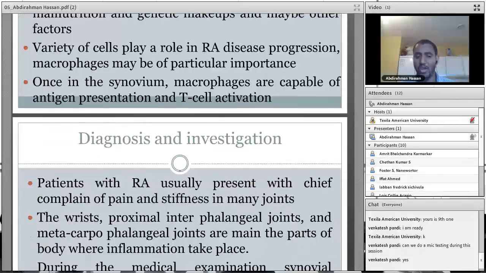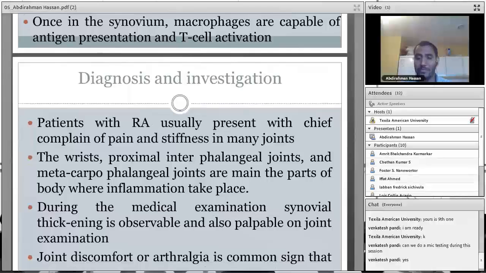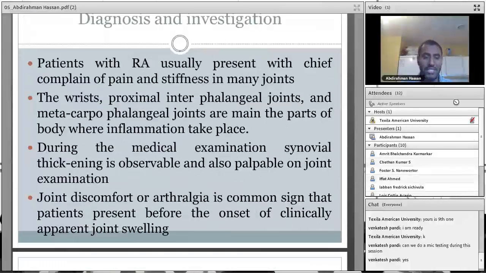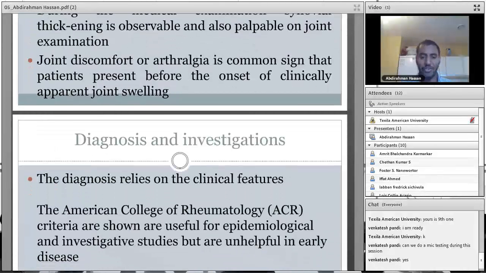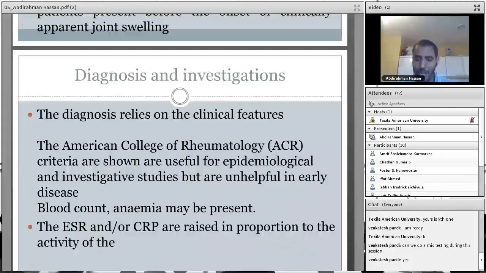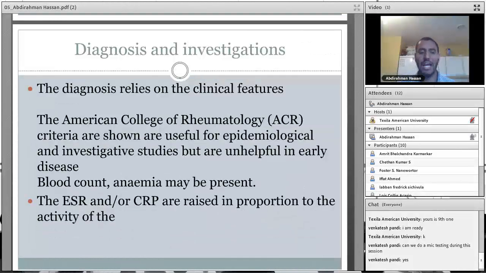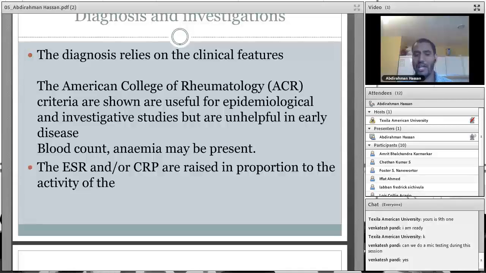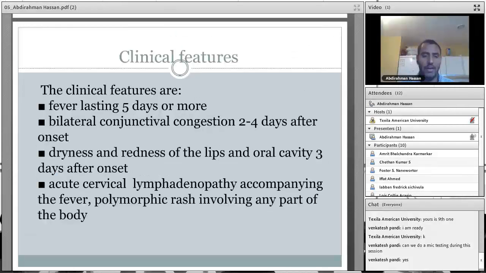There are a variety of cells that play a role in rheumatoid arthritis disease progression, such as macrophages and maybe other white blood cells. Synovial macrophages are capable of antigen presenting and T-cell activation.